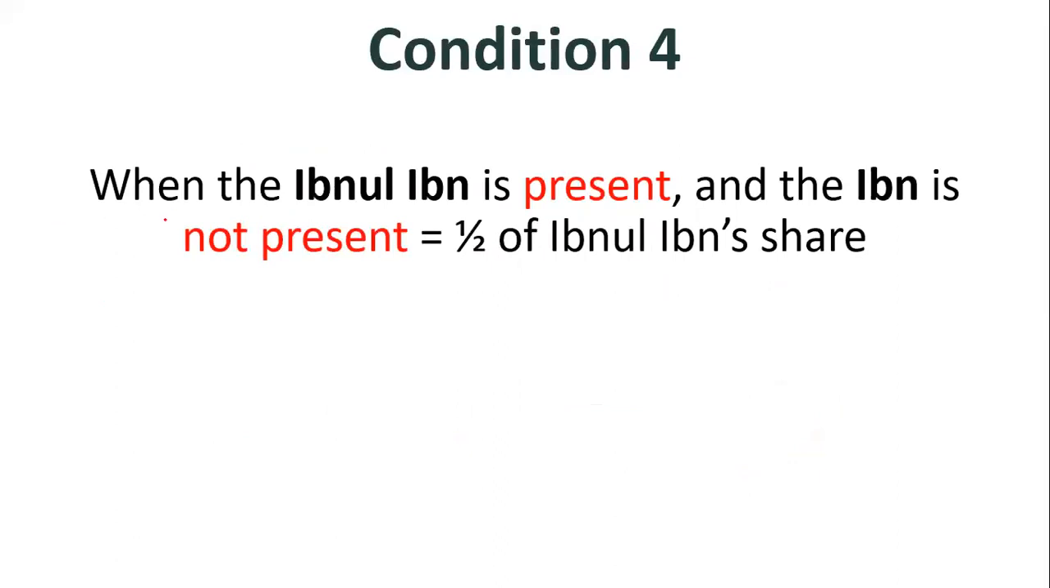All right, condition number 4 is when the Ibn al-Ibn is present. So we said that there are 3 relatives you need to look out for: Bint, Ibn, and Ibn al-Ibn. When none of them are present, we went over that in condition number 1 and condition number 2. In condition number 3, we said that one bint is present. And in condition number 4, we will be discussing what happens if the Ibn al-Ibn is present. So when the Ibn al-Ibn is present and the Ibn is not present, half of the Ibn al-Ibn's share.